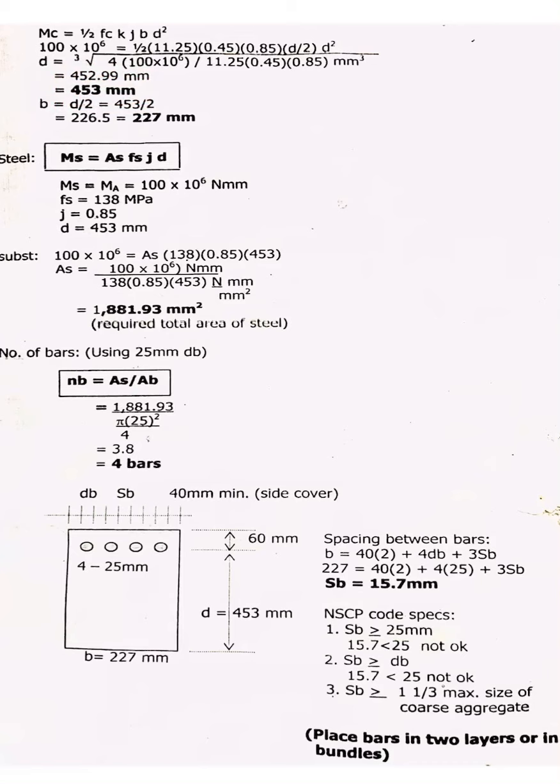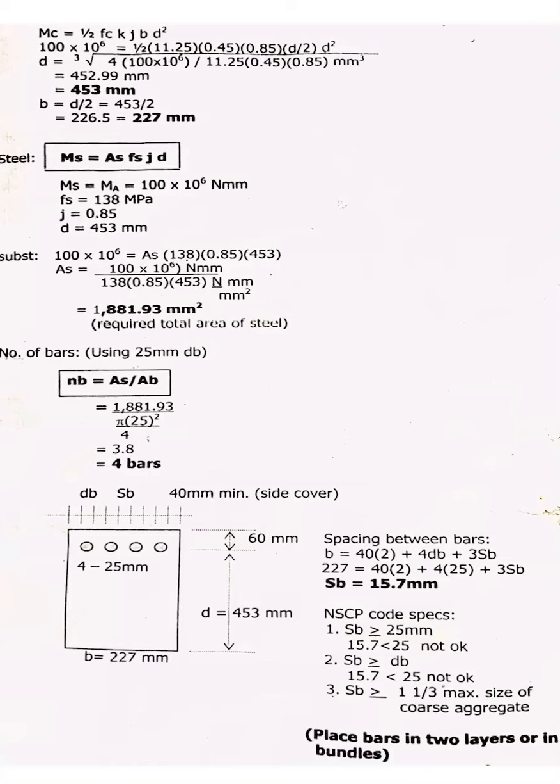And then to solve for B, given B is equal to D over 2, we have already solved the D. So 453 divided by 2, that is equal to 226.5, or let's round it up to 227 millimeter. So that's for concrete, to solve for B and D.